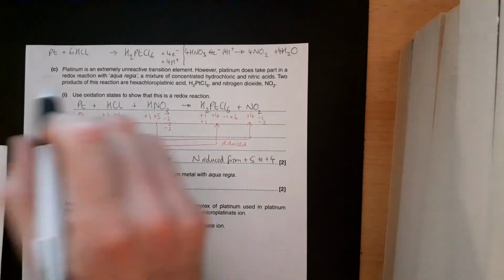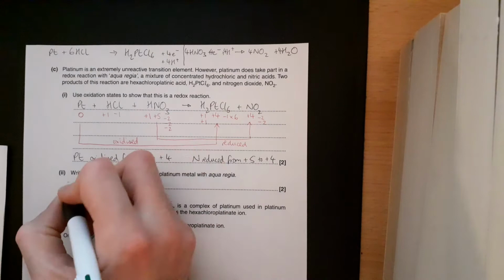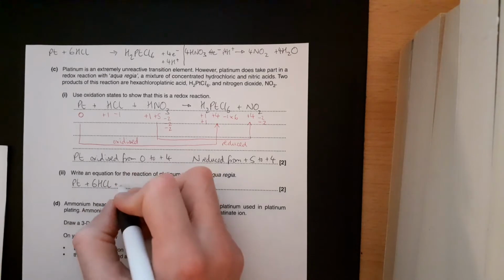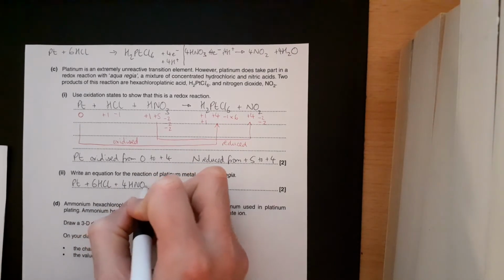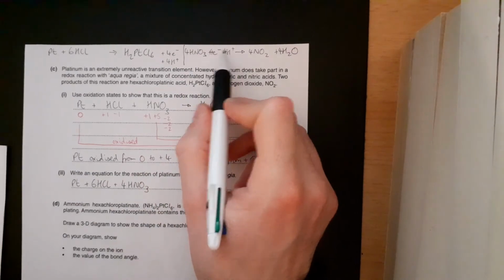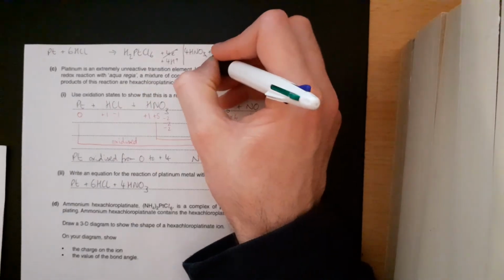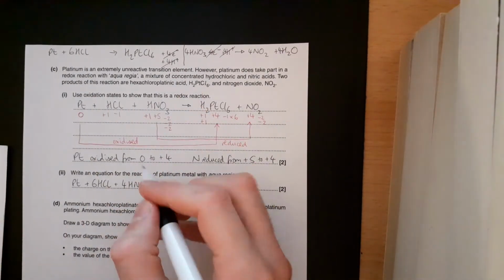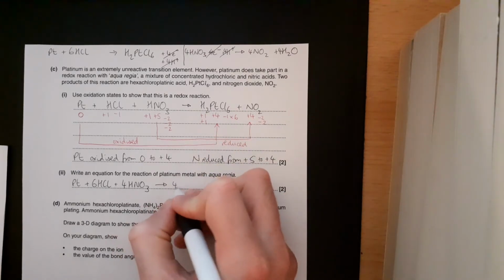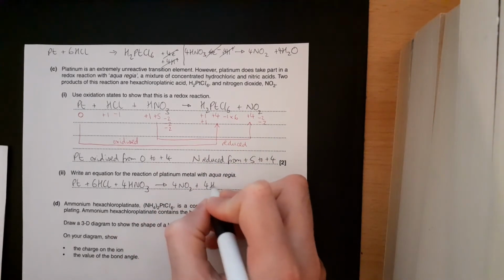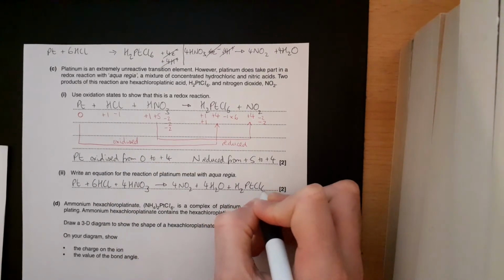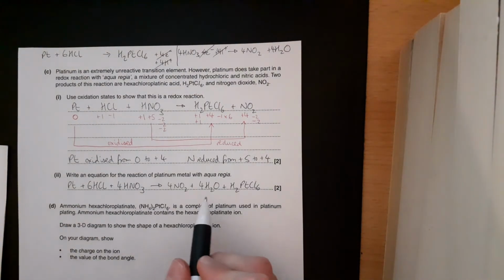Now I can add these together. Okay, so therefore I'm going to get platinum plus 6 HCl plus 4 HNO3. Oh, and this is nice as well because the H+ ions are going to cancel out as well as the electrons. They're going to cancel, and those are going to cancel. So platinum and this is going to make 4 NO2 and 4 H2O and this H2PtCl6.